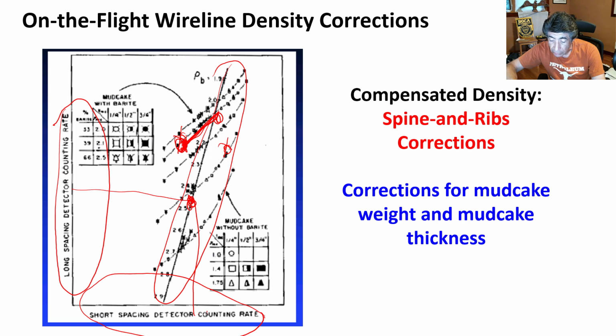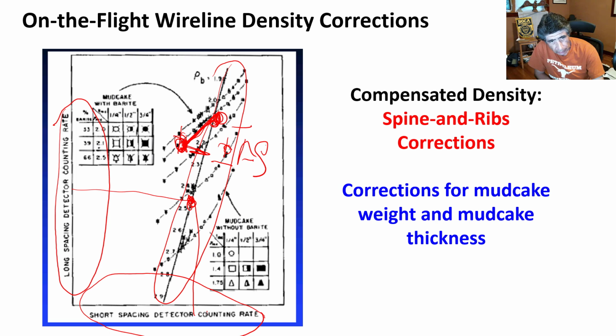And these are the spine and ribs. They look like ribs, people say, I don't know. But the point is that they make the correction and they bring the point back. And that difference between the density that would be obtained without correction and the corrected one is what gives rise to what is called the delta rho. This is the density correction that is applied to the measurement in real time because of the inferred presence of mud cake with a given weight and a given thickness.